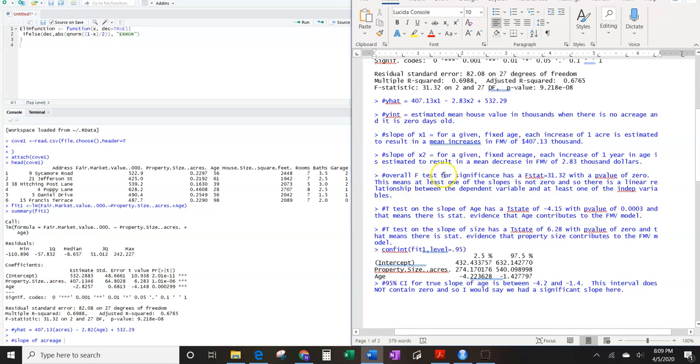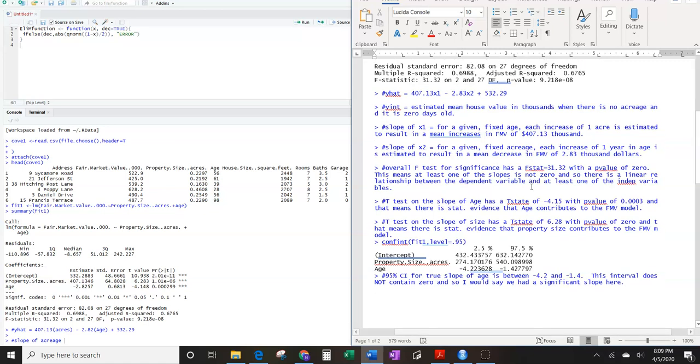So overall, the F test for significance, it has an F stat of 31.32, as you can see, with a p-value, might as well call it 0. This means at least one of the slopes is non-zero. And so what we have is a linear relationship between the dependent variable and at least one of the independent variables. So overall, we've got a good model. We're not sure if both of the variables are needed, but the F statistic shows overall there's significance in the model. So what do we do now?